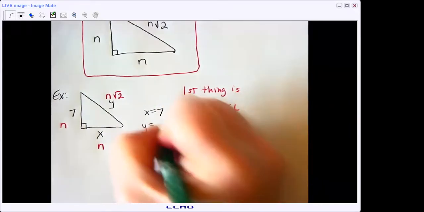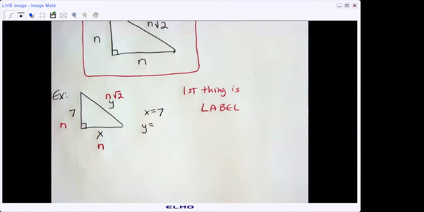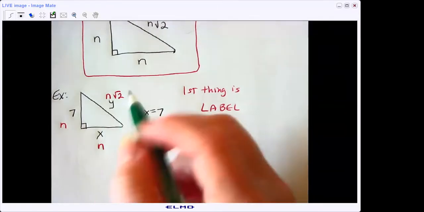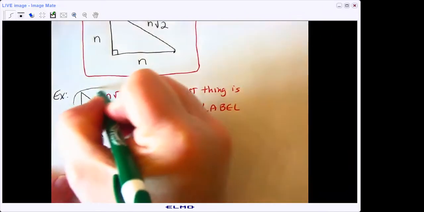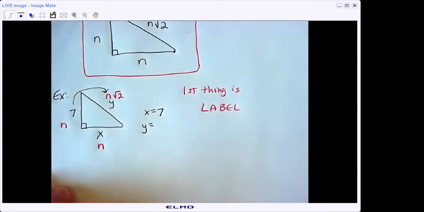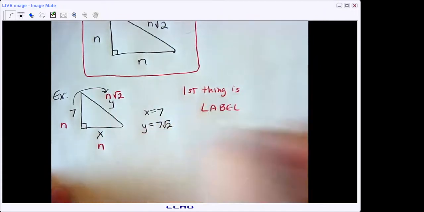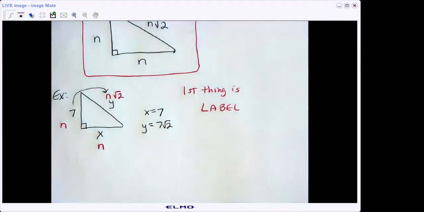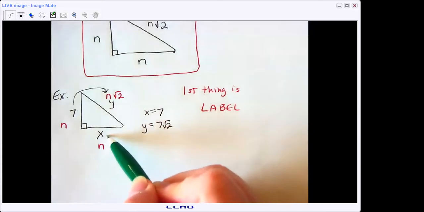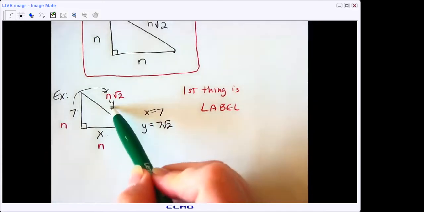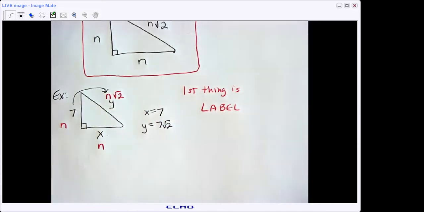So what do you think y would be? 7 square root 2. Yep. Because whatever n is, we're going to put that number right there, and then we put root 2 next to it. So 7 root 2, you're done. Like I said, there's no math to do in that problem. It's recognizing the relationships. If this side is 7, that side's 7, and this side becomes 7 with a root 2 next to it. Done.